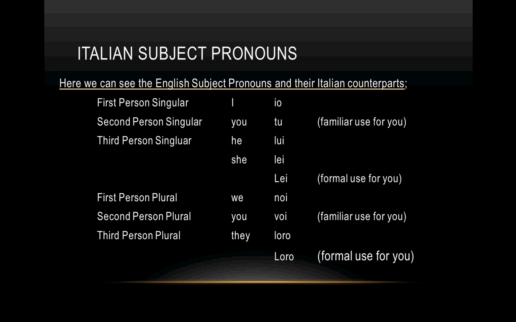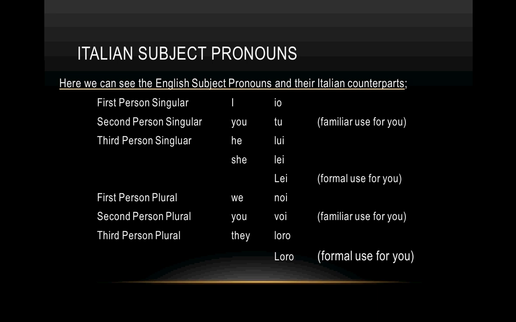Subject pronouns are broken up in two different categories: singular to plural, and then by the person. So, for example, the first person singular in English is I. In Italian is io. Means the same thing. Second person singular in English, you. In Italian is tu. The third person singular in English is he or she or it. In Italian, it's lui, lei, or lei.